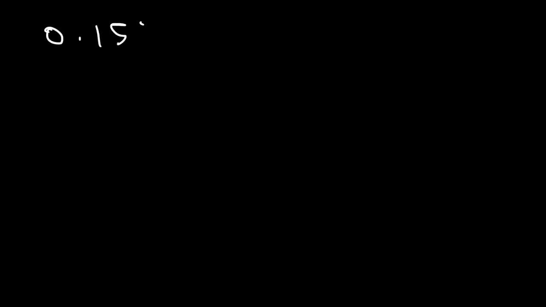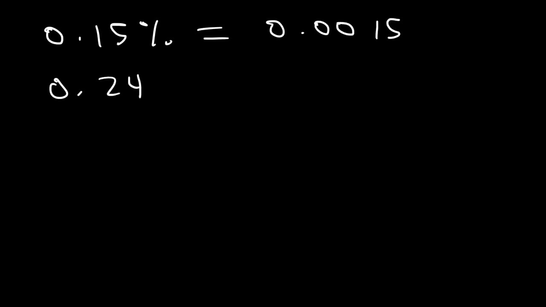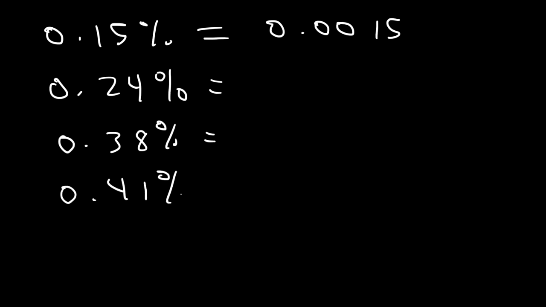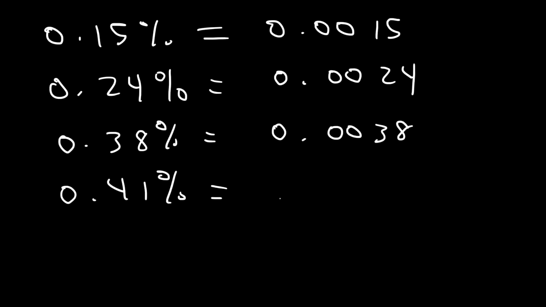So if 0.15% is 0.0015, then go ahead and convert these values. 0.24%, 0.38%, and 0.41%. So if 0.15% is 0.0015, then 0.24% must be 0.0024. 0.38% has to be 0.0038. And the last one, 0.0041.